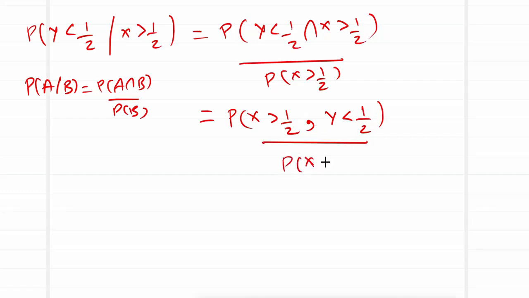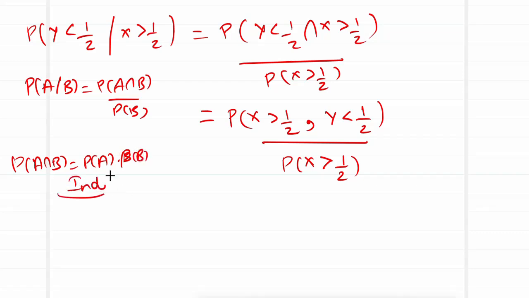I cannot separate them as x separately and y separately, because we know that x and y are not independent. If they are independent, I could easily separate this, as P of A intersection B is going to be P of A into P of B when it is independent. But I know that it is not independent, so please keep in mind, don't separate this as two quantities, but rather try to evaluate what is the probability of x greater than half comma y less than half.